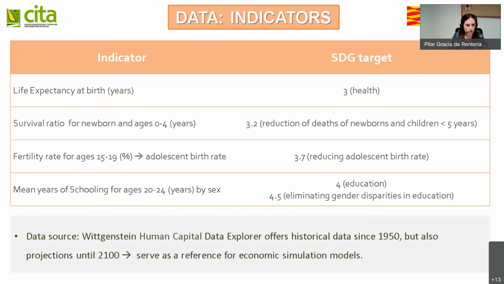And also regarding the education goals, we consider the mean years of schooling for people between 20 and 24 years old, trying to cover the school-age population. And this indicator was considered both for male and for female population, so we can also obtain the gender gap in mean years of schooling, which relates to target 4.5. The data source for all these indicators is the Wittgenstein Human Capital Data Explorer database. And we select this data source because it offers historical data since 1915, but also it offers projections up to 2100. And thus it can serve as a reference for economic simulation models.